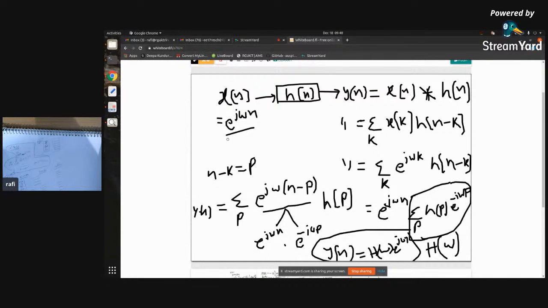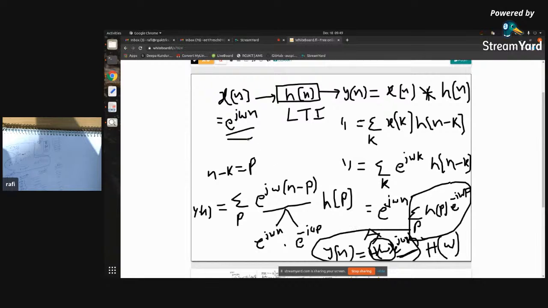So if you give input as e power j omega n, what will be the output of this? It is an LTI system. We only deal with LTI systems. What is the output of the LTI system? We get H of omega into e power j omega n. So when you give such signals as input, the output is also the same signal, but multiplied by a constant. This is independent of n. This is some constant with respect to n, some constant a into e power j omega n.